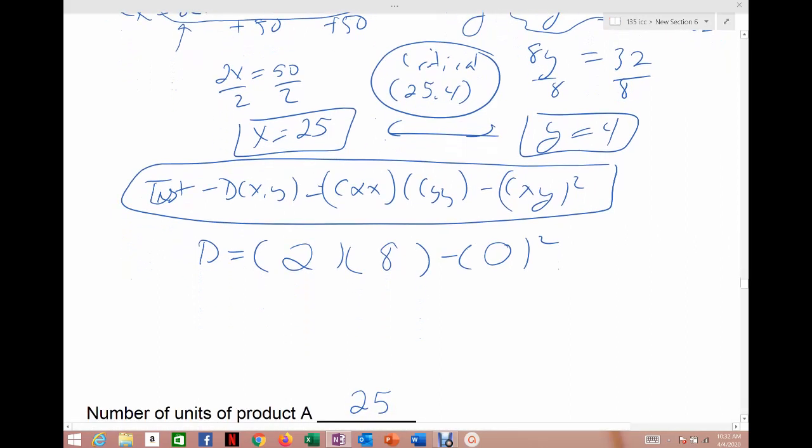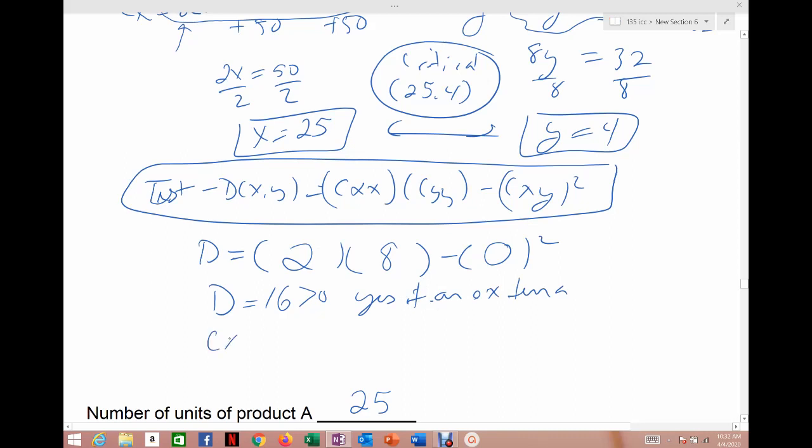Whenever it's a simple case like this, these are always going to come out as just single numerical values. And so my D formula says, well, 2 times 8 is positive 16, so that's the yes. It's not a saddle point. It means it's a max or min. So yes, it's an extrema.